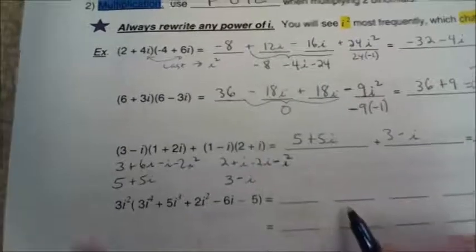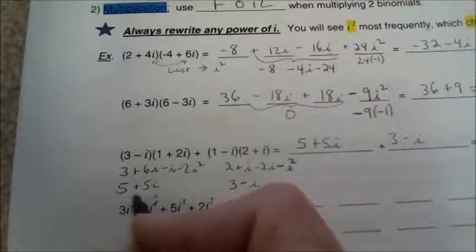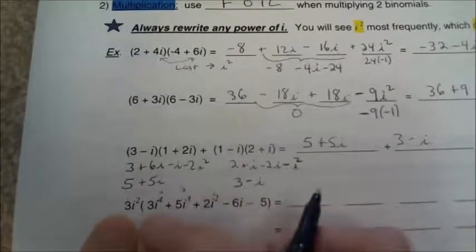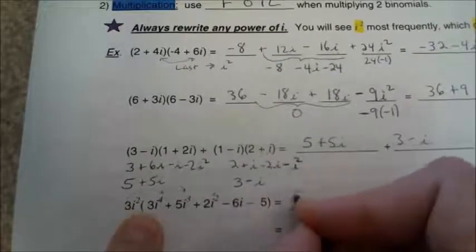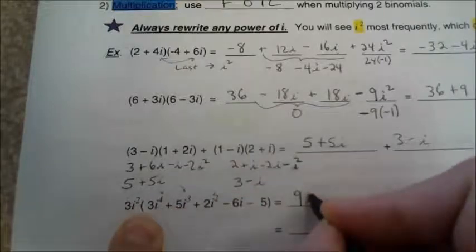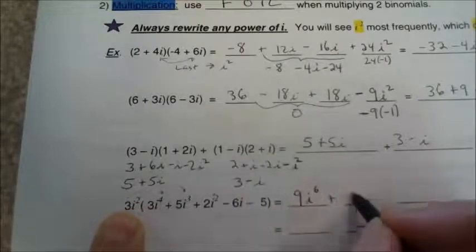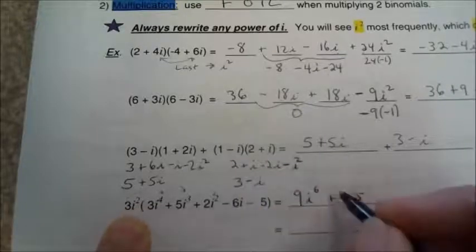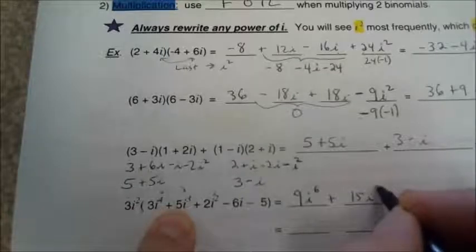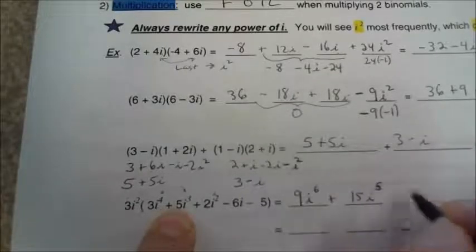On this next one, we're going to have to distribute the 3i squared into all of the terms here. So let's start. 3i squared. 3 times 3 is 9. I squared times I to the fourth. When you multiply, you're adding the exponents. 4 plus 2 is 6. 3 times 5 is 15. I squared times I cubed is I to the 2 plus 3, which is 5.